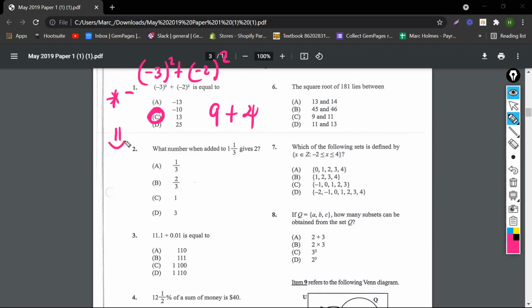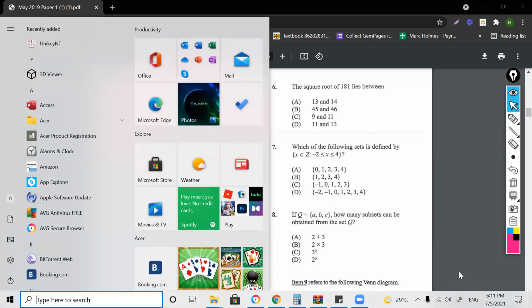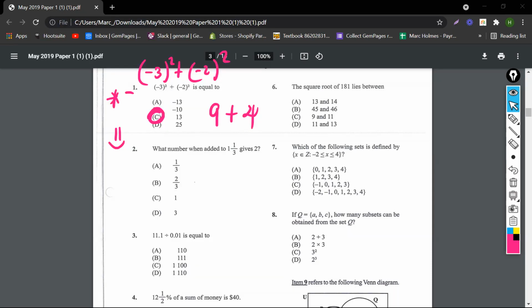Anybody have any issues with this? Give me a thumbs up if you think it's just a breeze. Very, very easy question. Thumbs up if you agree. I think it's really easy. Yes, so easy. Let me give myself a thumbs up here. So easy.